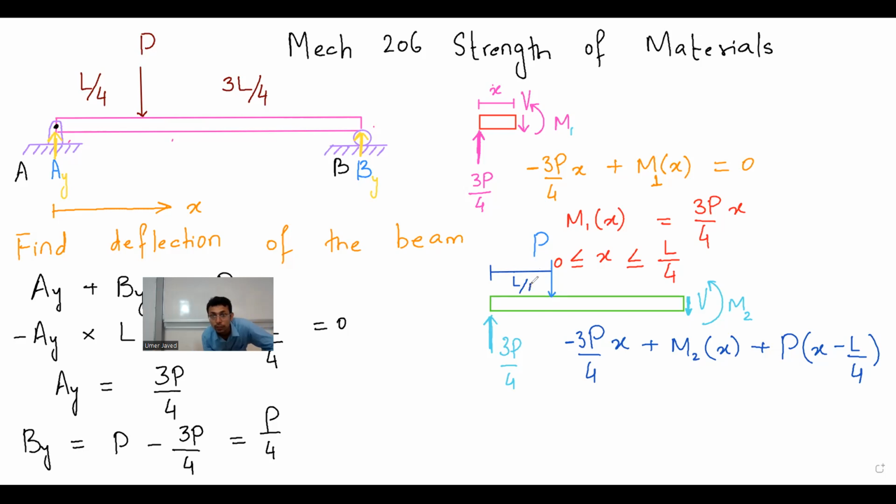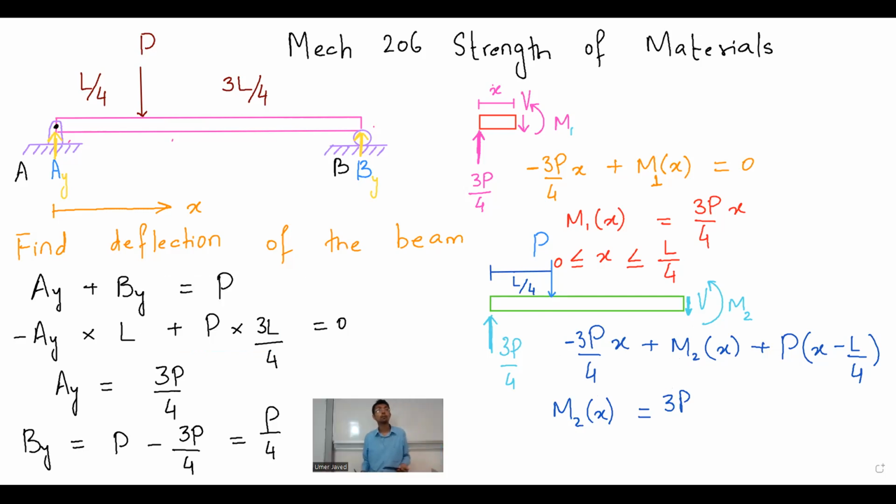Now finish the question by saying that my M2 bracket x is equal to, I don't know, just tell me the answer. 3Px by 4. Yes. What about the other empty space? We said the left side is L by 4. What about the right side? So the right side is 3L by 4. The P is L by 4 from the left, 3L by 4 from the right.